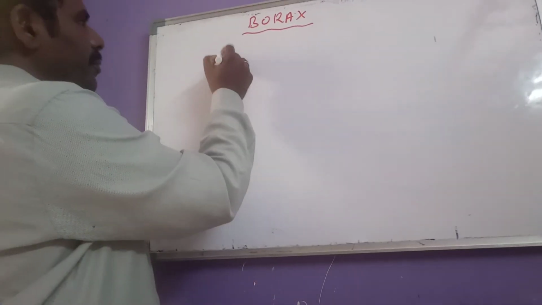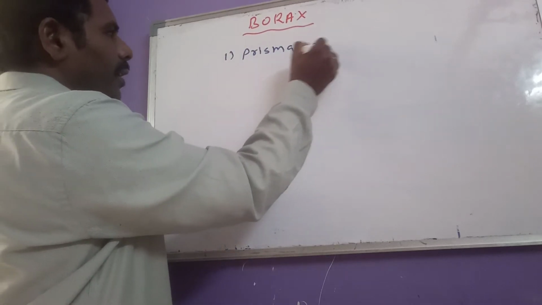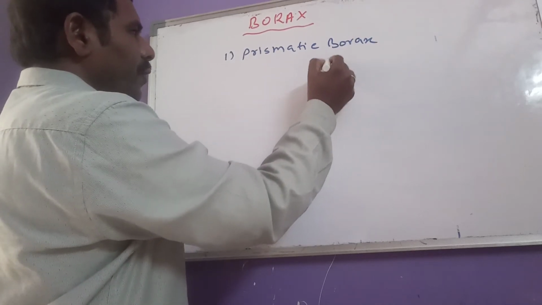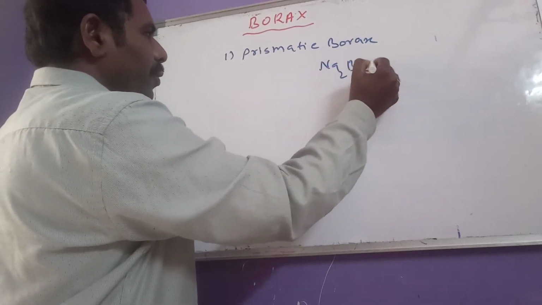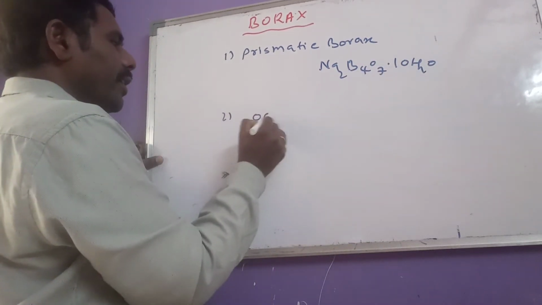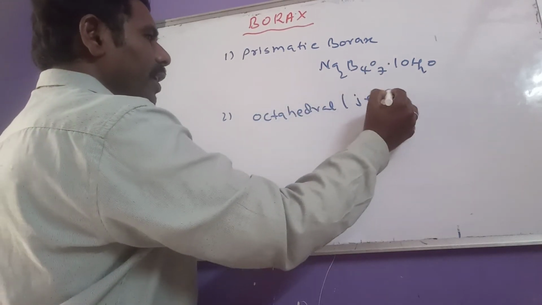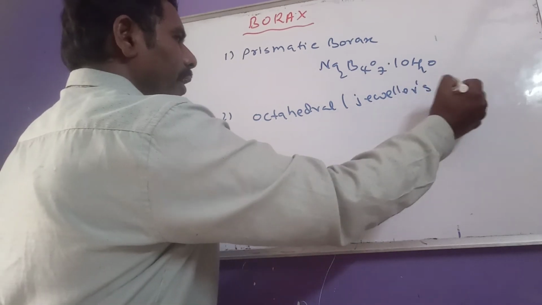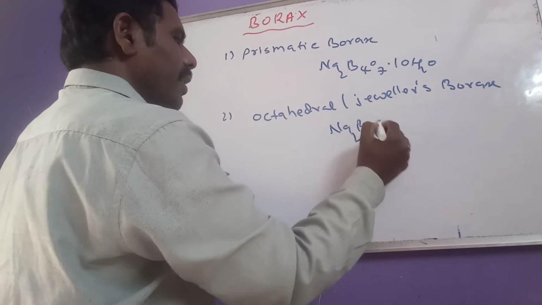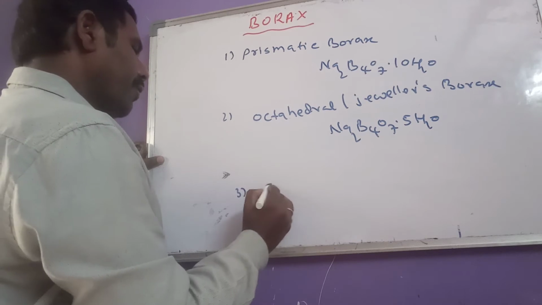Okay, then after that, borax exists in three crystalline forms. What are the three forms? First one is prismatic borax, its formula Na2B4O7·10H2O. The second one is octahedral or jeweller's borax, Na2B4O7·5H2O.